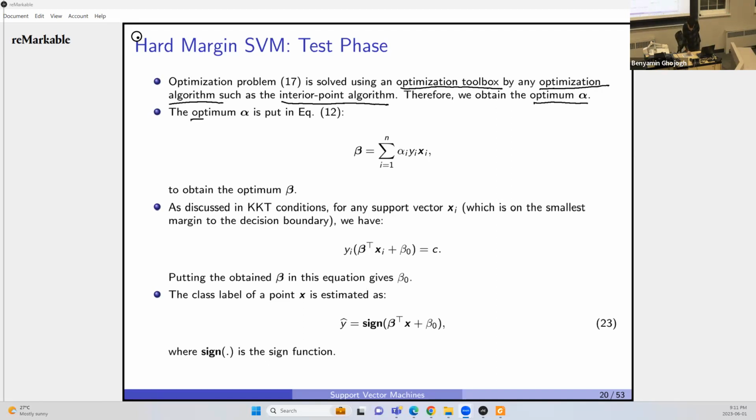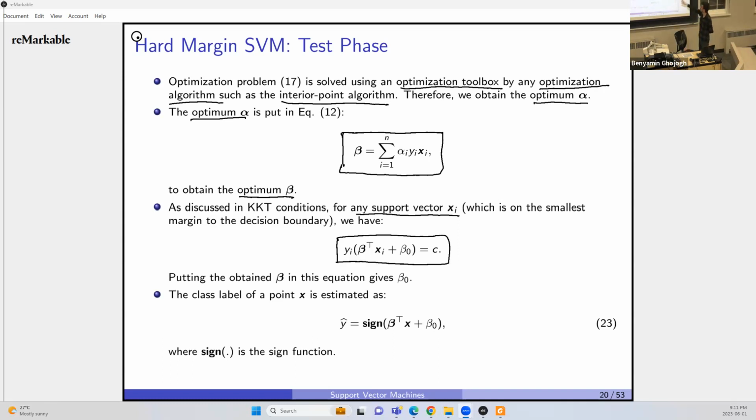Alpha is a vector. So far it was the training phase, right? Now the test phase. We use the optimum alpha in beta. Do you remember this formula of beta that we found by taking the derivative of the Lagrangian with respect to beta and setting it to zero? It gives us the optimum beta. So put the optimum alphas in this; alpha i's are the elements of vector alpha, and you have the optimum beta. yi and xi are from the training data set. As discussed in the KKT conditions, for any support vector xi, which is on the smallest margin to the decision boundary, we have this.